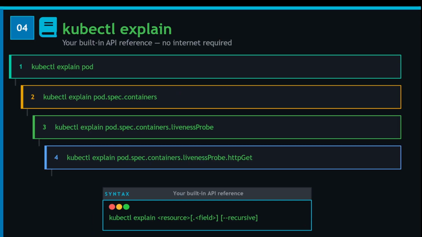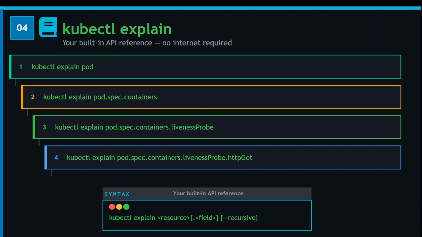Now let's move to our next command, that is kubectl explain. What it does is it's a built-in API reference. Let's say you're in the middle of the CKA exam and you need to add a liveness probe to a pod. You know the concept, but what is the exact YAML syntax? Is it livenessProbe with a capital P or a capital L, or is it httpGet or http-get?